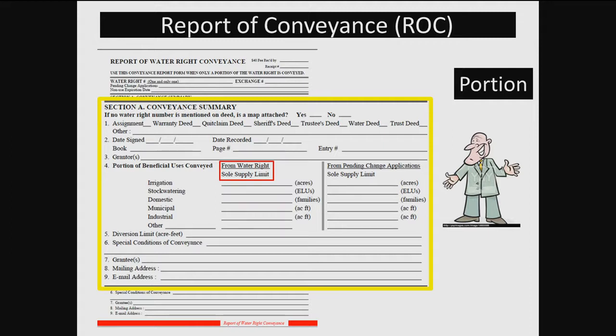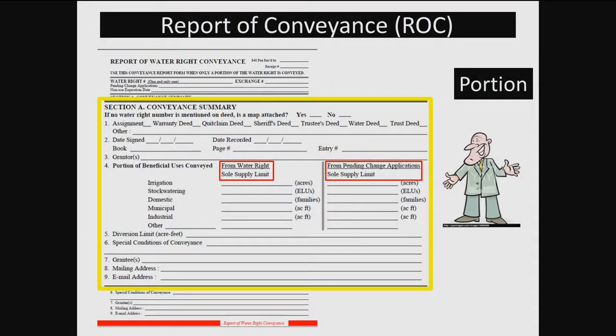Like if you've got your first deed, and it's conveying 100% of the water right, and then you go to your second deed, and it is only conveying 40% of the water right, we need to know. We need to know what that is in beneficial uses. I mean, if you have to do it in percentages, that's okay too, but we need to know throughout the chain of title how that is going, okay?